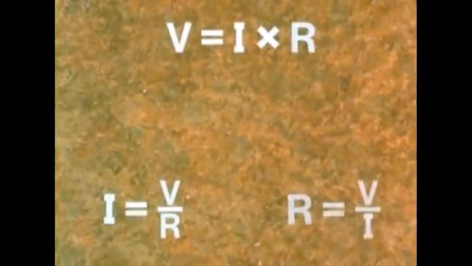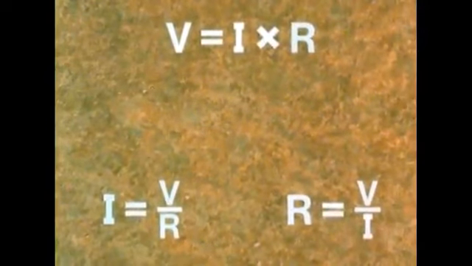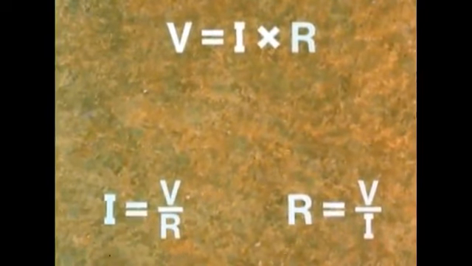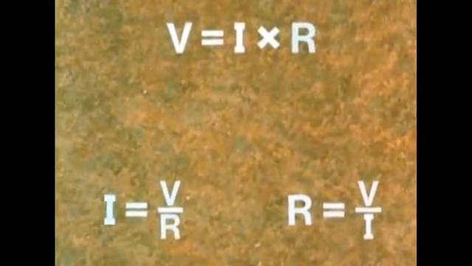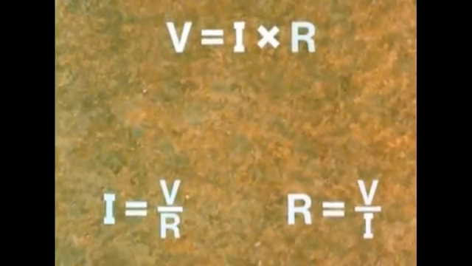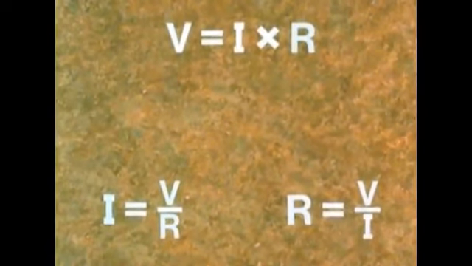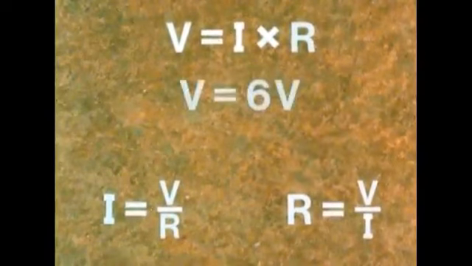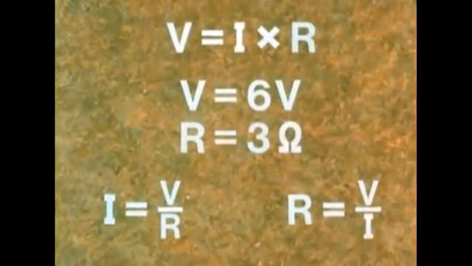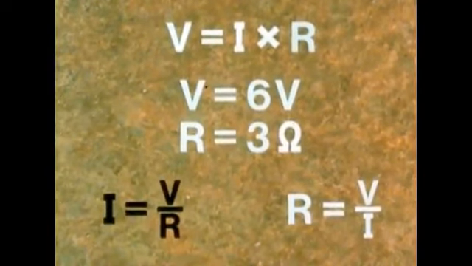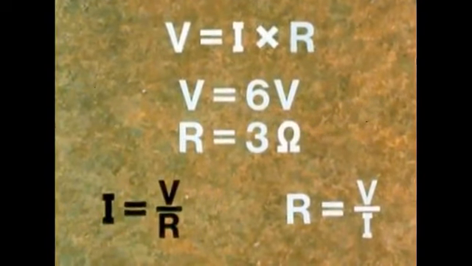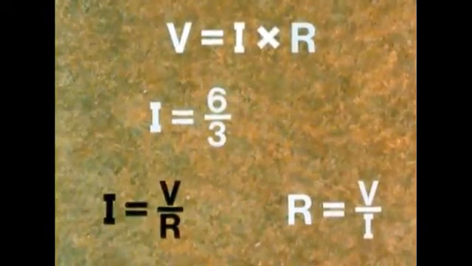Simple algebra tells us that this is the same as saying I equals V divided by R, and R equals V divided by I. So in a circuit, if we know any 2 of the factors, we can calculate the third. For example, if we know the voltage is 6 volts and the resistance is 3 ohms, we can use I equals V divided by R to tell us that the current flowing is 2 amps.